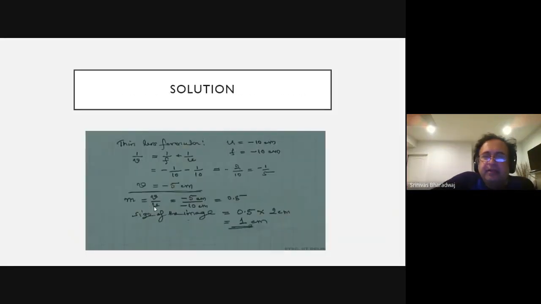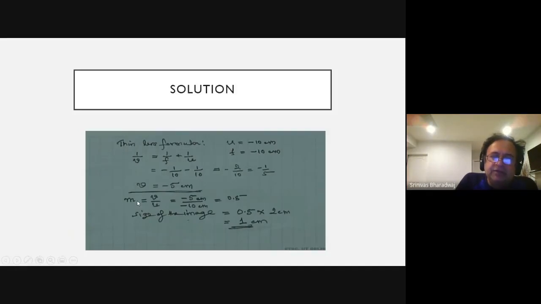Okay, so the size of the lens, right? 1 by v plus minus 1 by u equals 1 by f. u is 10 centimeters, f is also 10. Therefore, minus 1 by 10, minus 1 by 10, you have minus 1 by 20. Therefore, v equals minus 5, right?